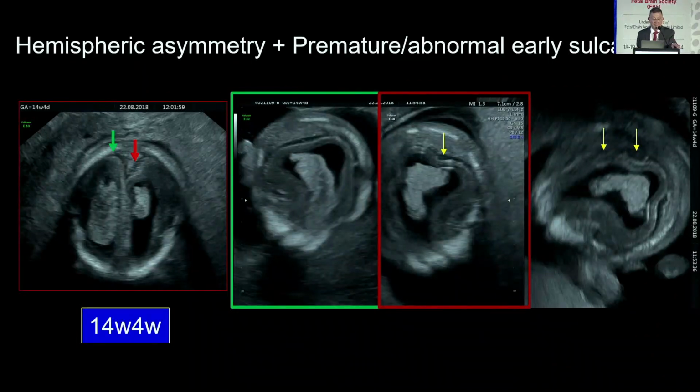This is a case at 14 weeks and 4 days, and as was shown in the MR, you see that there is hemispheric asymmetry. It's not asymmetry of the ventricle, but asymmetry of the brain parenchyma. Here, on one side, you see that it's quite thin, but the border is completely regular. And here you see the irregular border on the other side, and in the parasagittal plane, you see exactly the same.